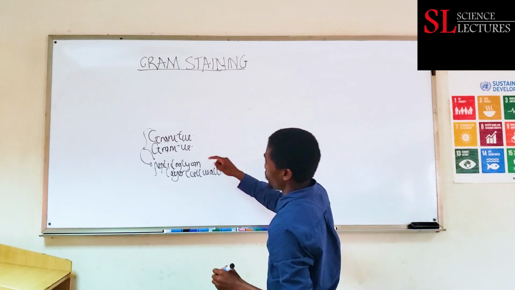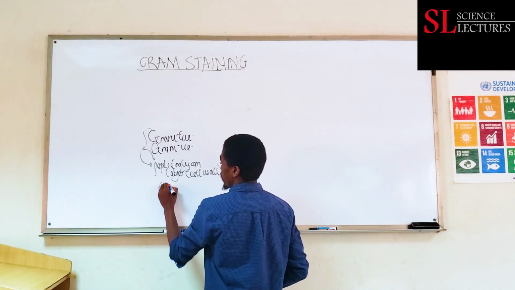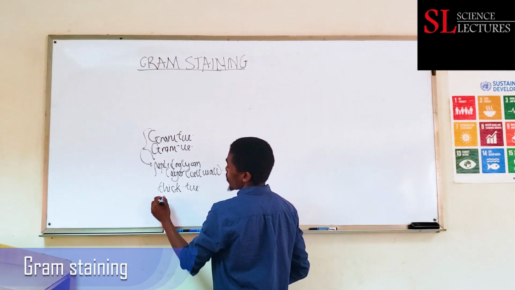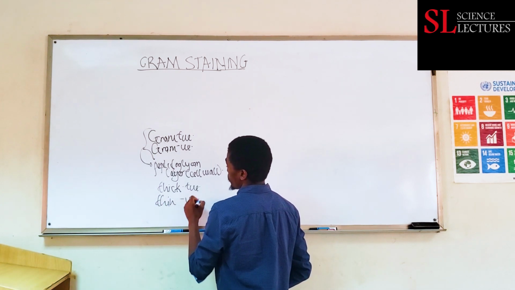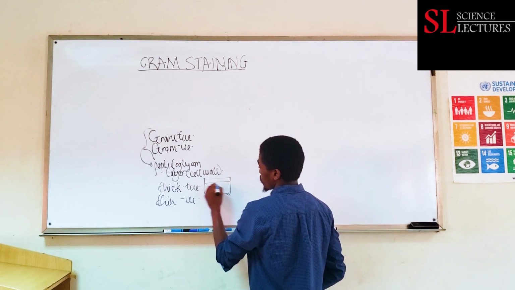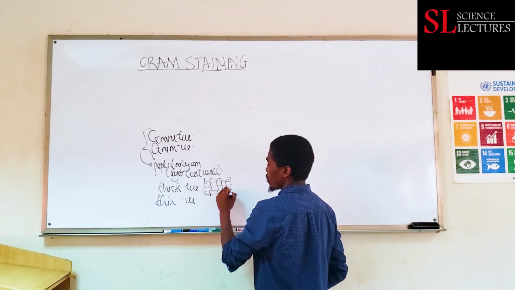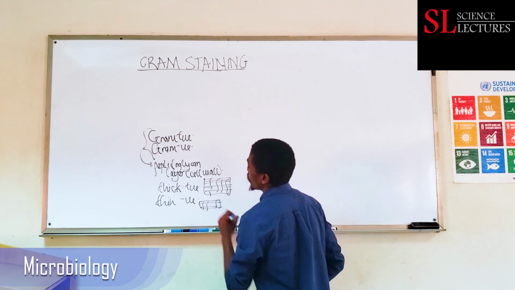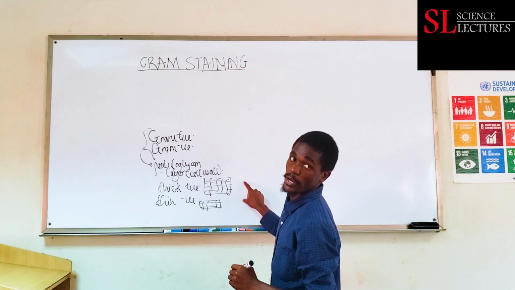They differ. Gram positives have a thick peptidoglycan layer, and gram negatives have a thin peptidoglycan layer. If I am to do a demonstration, if this is a gram positive, and that is the peptidoglycan, it is thick. Gram negatives will have a thin peptidoglycan layer. That is very key when we are going to do our gram staining.